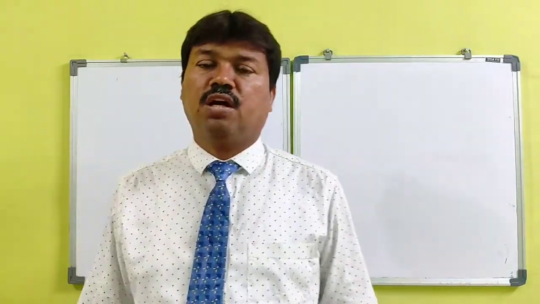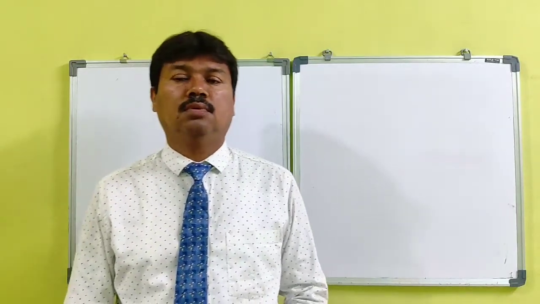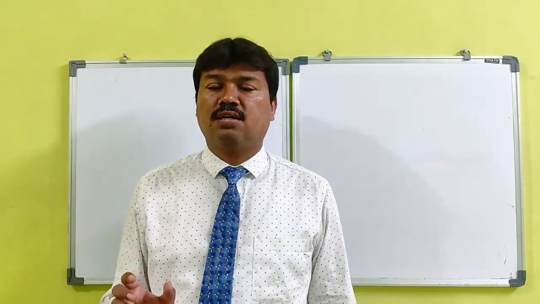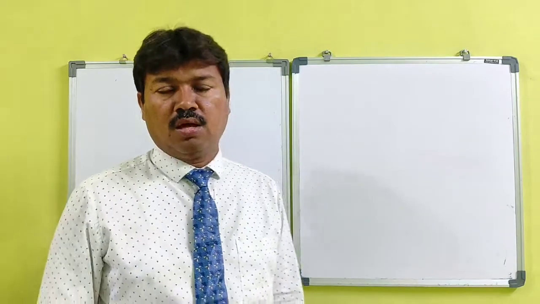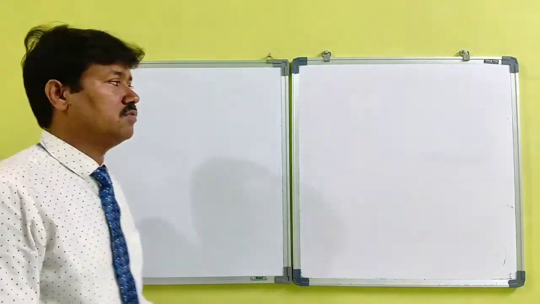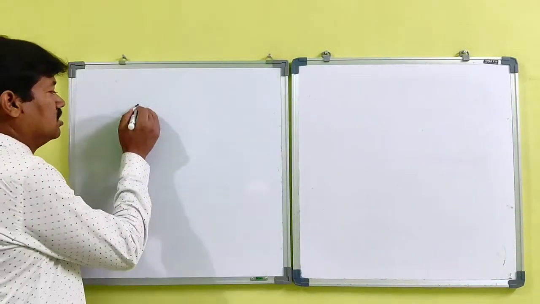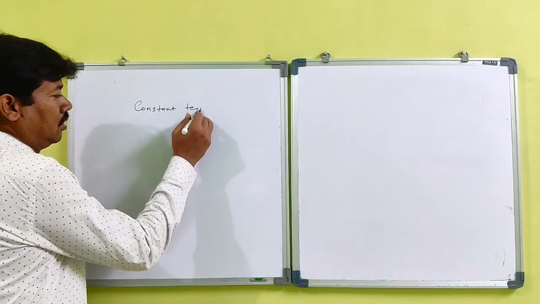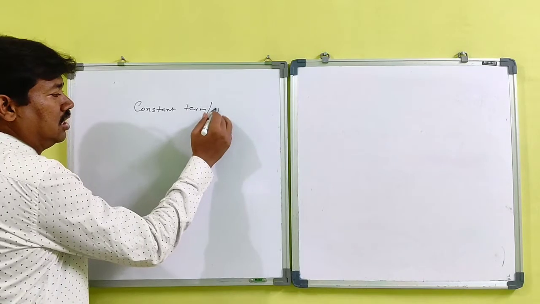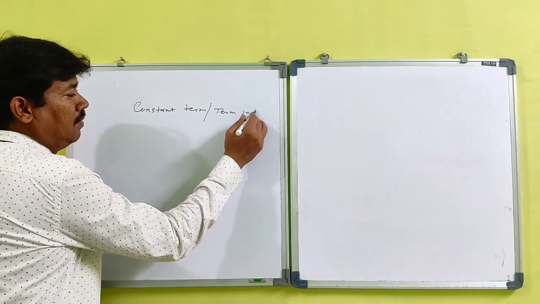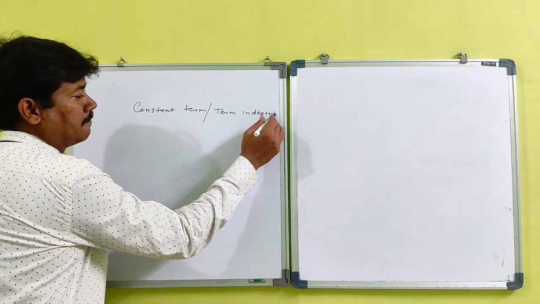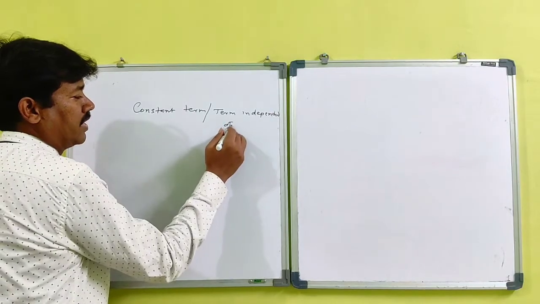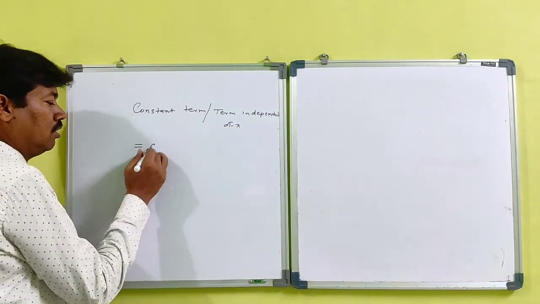Now, in the next part of this, we have to find the constant term, or it is also called a term independent of x. So, what is the meaning of this? Sometimes they ask you to find a constant term. That is also called a term independent of x.